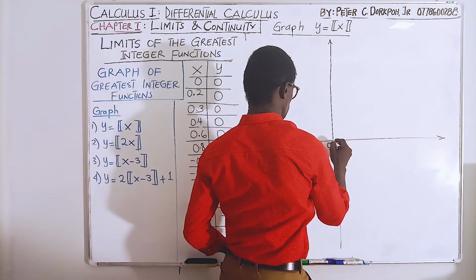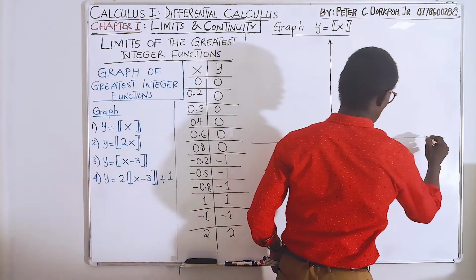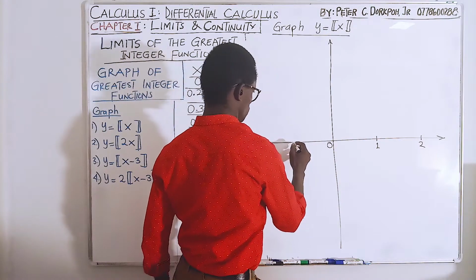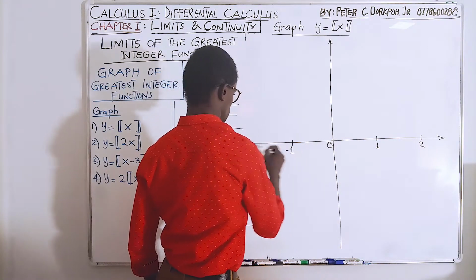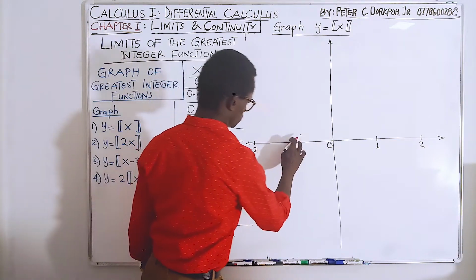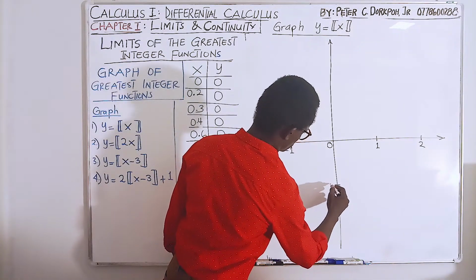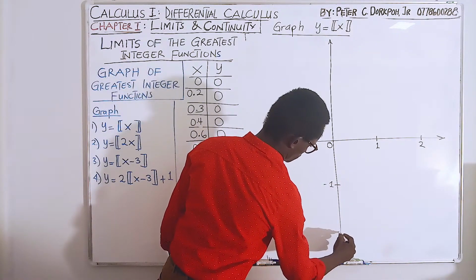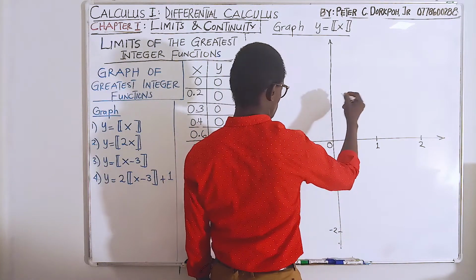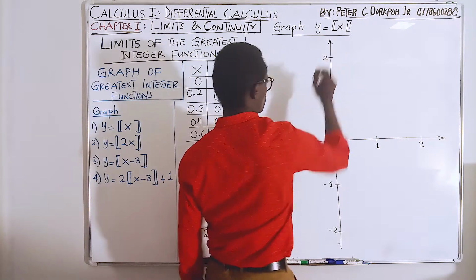So this is 0, which is the origin. Now this is 1. This is 2. We have this to be 1, and this to be 2. We have this to be 1, and this to be 2. This is also 1, and this is 2. Okay.